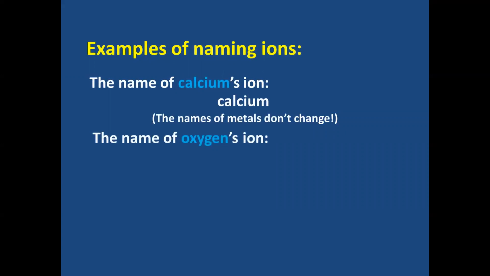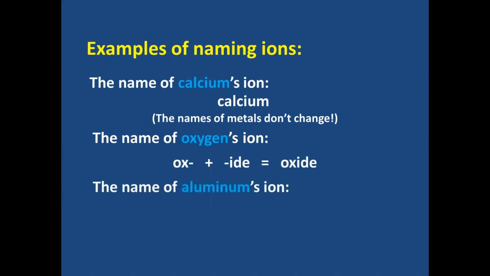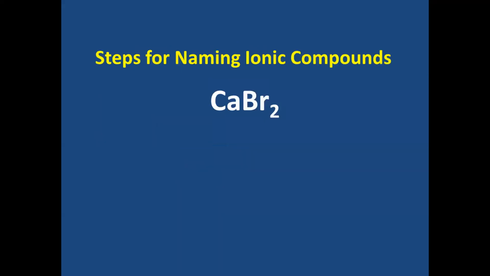Calcium is a metal, so the name doesn't change. Oxygen is going to become oxide. Aluminum, is that a metal or not? It's a metal, so we just call it aluminum, or aluminium if you're British.